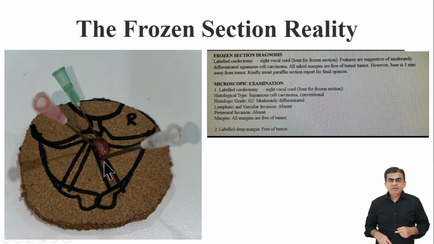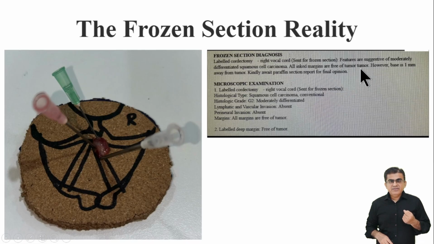Now look at the actual pathology report for this exact specimen. Read the frozen section diagnosis. Labeled Cordectomy. Right vocal cord, sent for frozen section. Features are suggestive of moderately differentiated squamous cell carcinoma. All inked margins are free of tumor.